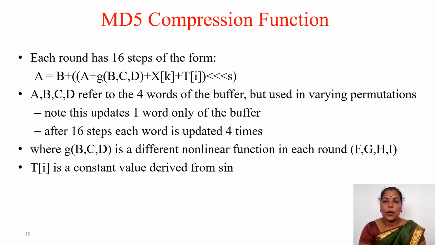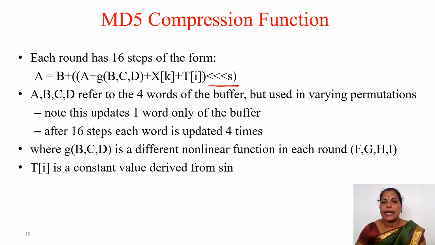Then the important thing is the MD5 compression function. Here we are having 4 rounds and each round is performing a 16-step operation. Each round has 16 steps of the form, that is A equal to, we already saw the buffers as A, B, C, D. So A equal to B plus A plus G of B, C, D plus X of K plus T of I. Then shift operation S. How many bits we are going to shift is represented here.